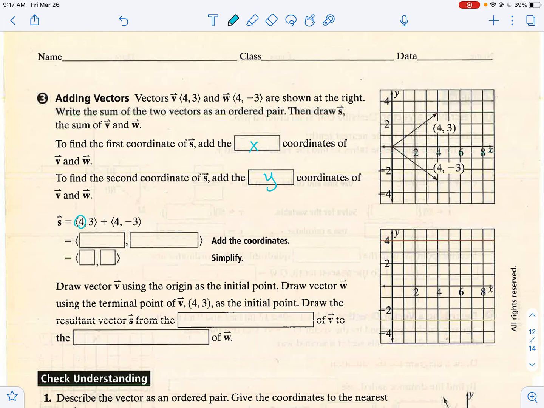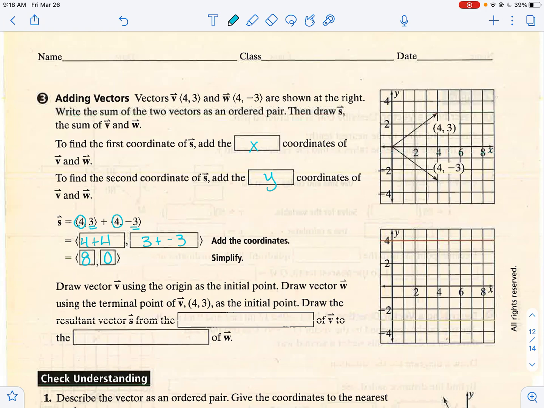So if we add the x coordinates, 4 plus 4, and the y coordinates, 3 plus negative 3. Well, 4 plus 4 would be 8, and 3 plus negative 3 would be 0.